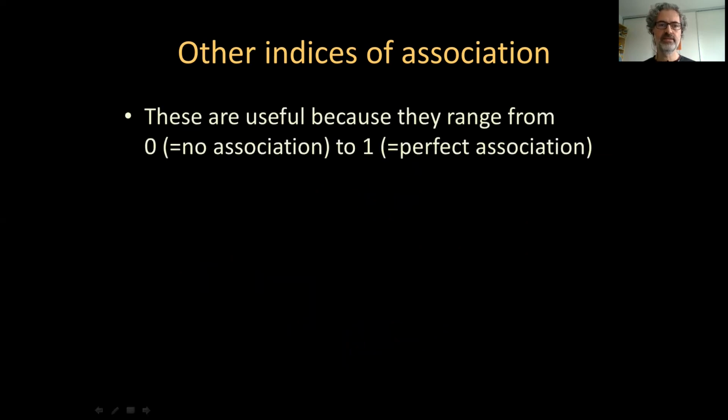These indices of association are very useful because they're interpretable. They range from 0 to 1. 0 means no association. No association means equal proportions, and it also means you cannot predict one variable from the other. Knowing the value on one of the variables does not help you guess the other variable with any increased success.